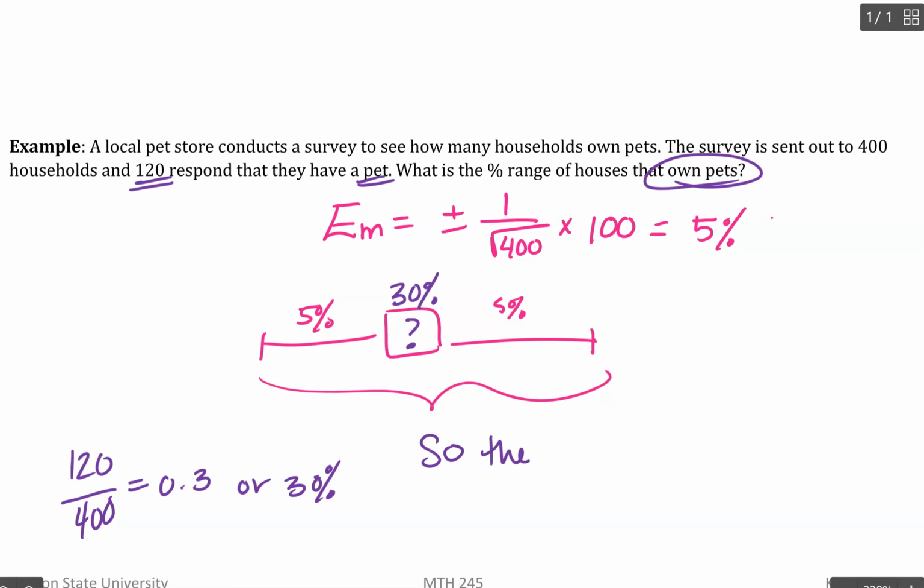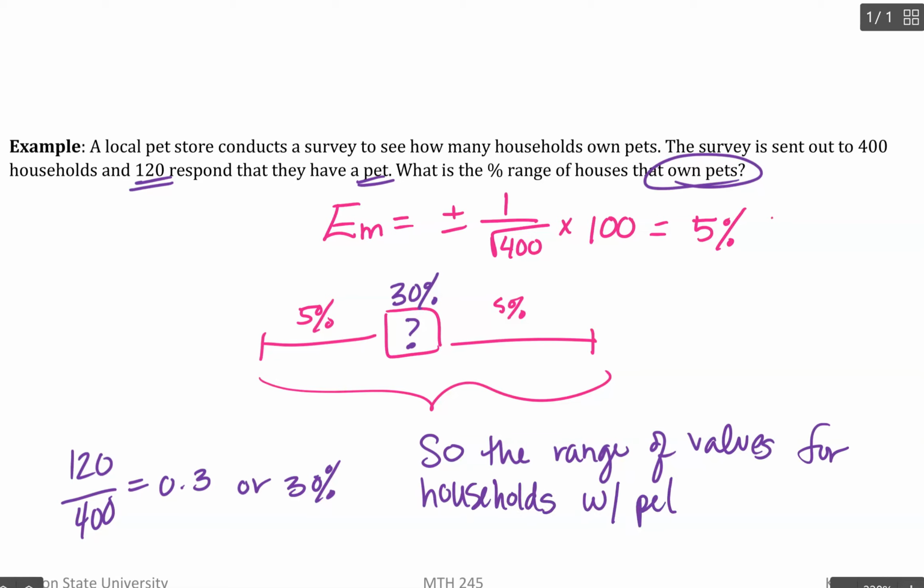So the range of values for households with pets is 25% to 35% because we subtract 5% and we add 5%.